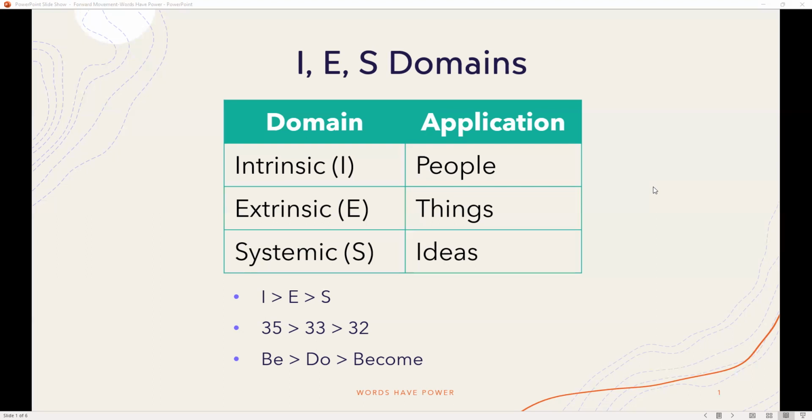And another thing I wanted to bring up about this intrinsic logic when we're thinking about people is that, and I think I said it before, when we apply the extrinsic and systemic thinking to people, we reduce them to things and ideas. And I apologize, I did say that before. So let's move on.